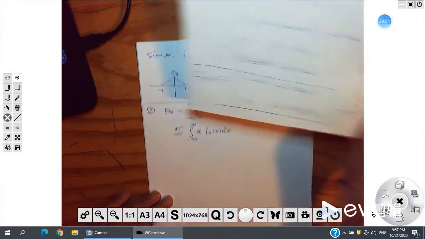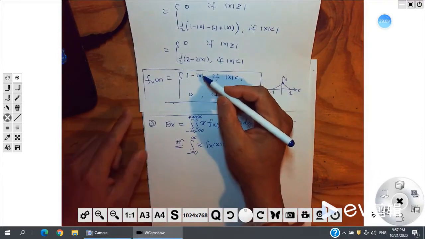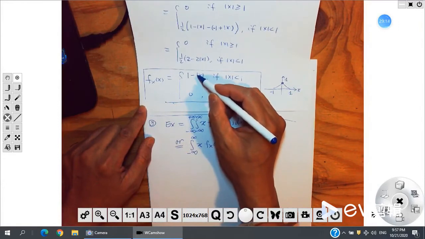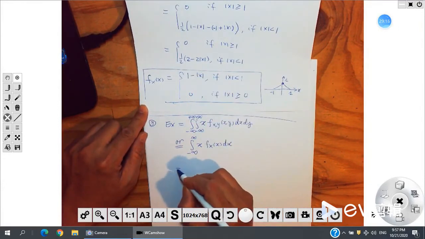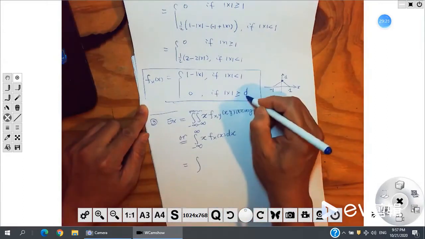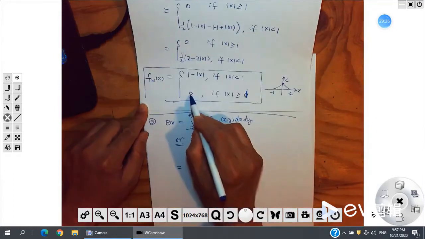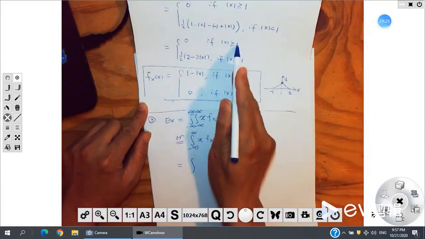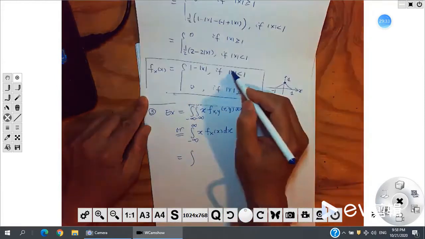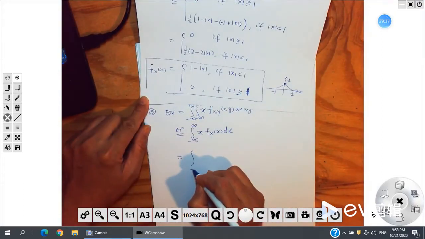I have an absolute value. So for positive x, this is positive. For negative x, I need to put a negative in front of it. So I use this. For x larger than 1, this is 0. Right? Larger than 1, this is 0. So we don't need it. We only need the absolute value of x no more than 1. So this is from negative 1 to positive 1.